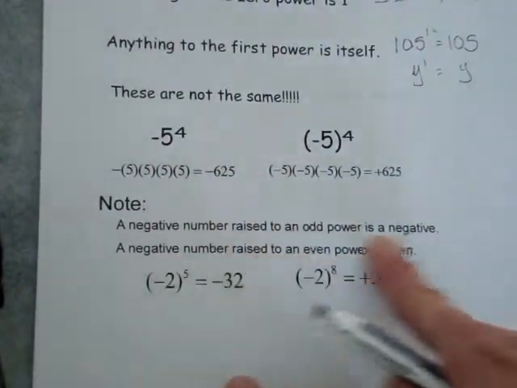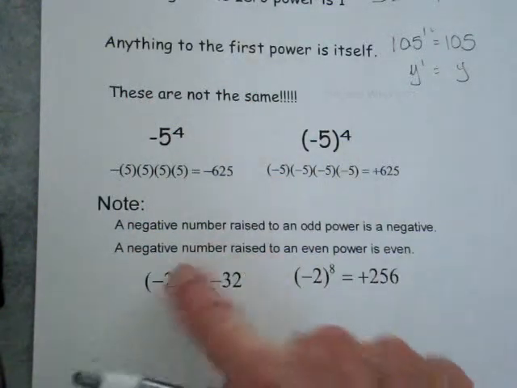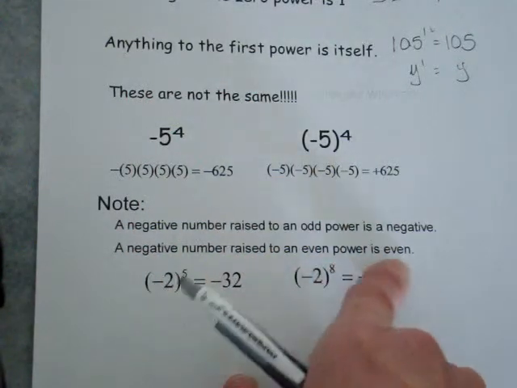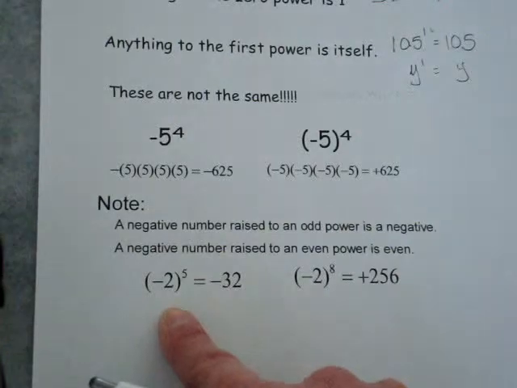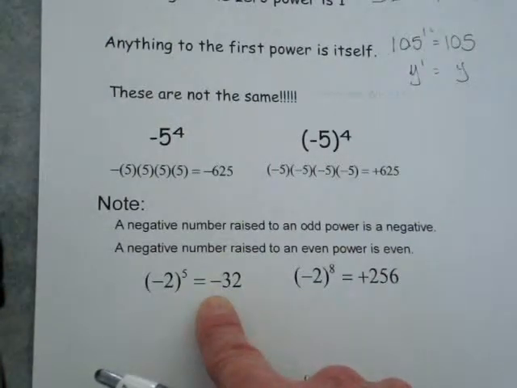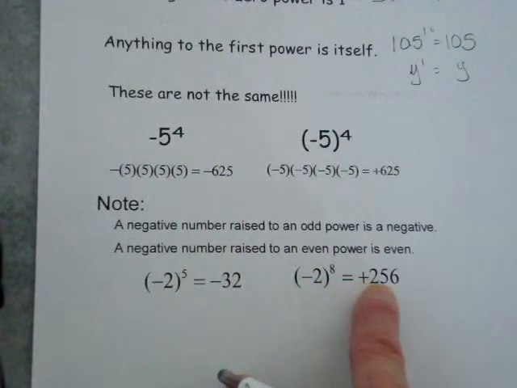And here's a note, just as a reminder, that a negative number raised to an odd power is negative, but a negative number raised to an even power is positive. So negative 2 raised to the 5th power, since 5 is an odd number, it's going to be a negative number. It's a negative 32. Negative 2 to the 8th power, since 8 is an even number, it's going to be a positive number.